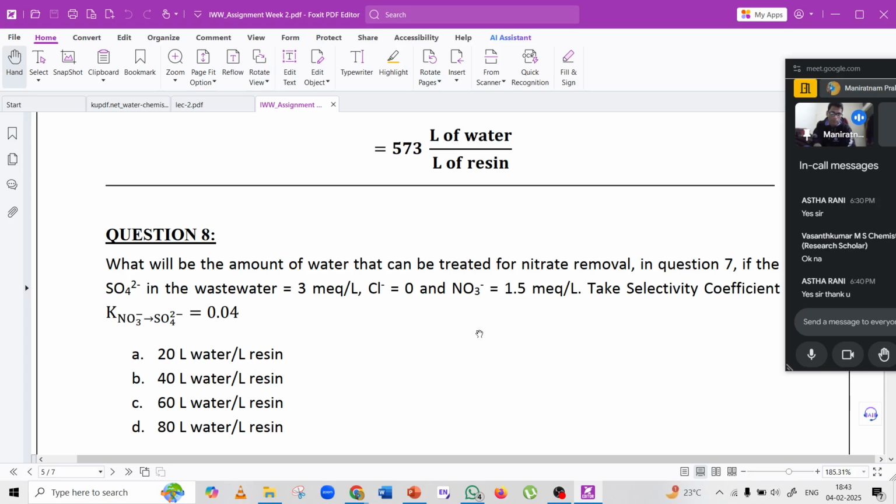I am also giving you the options: 20 liter water, 40, 60 or 80. In this question there was no use of the calcium data or magnesium data, because we are not treating.